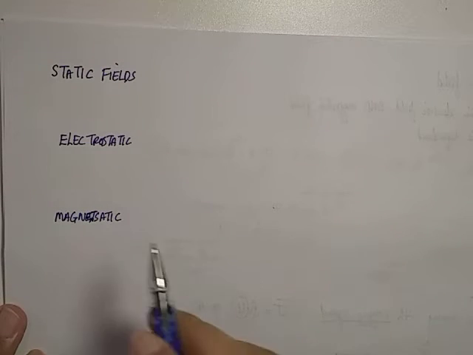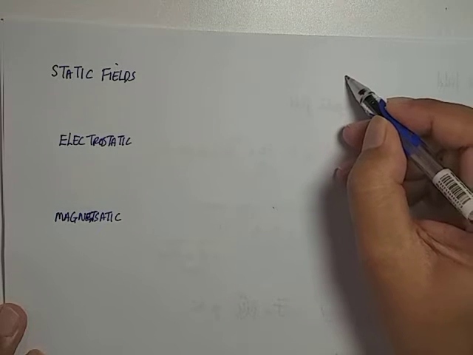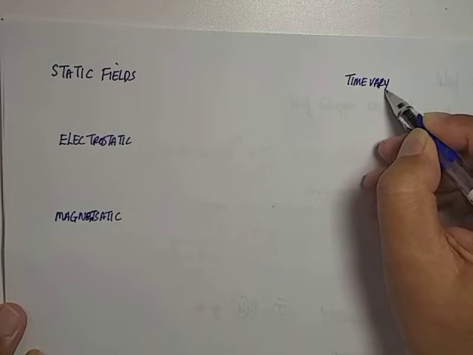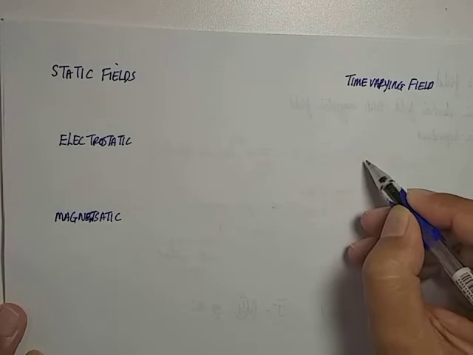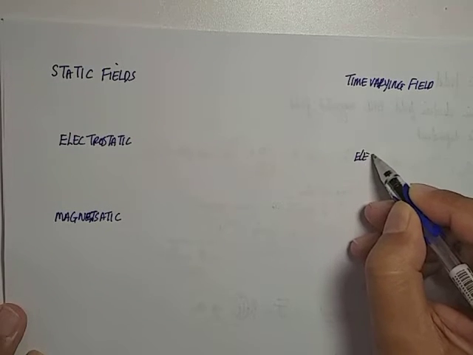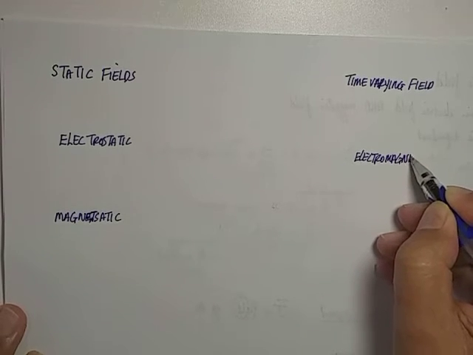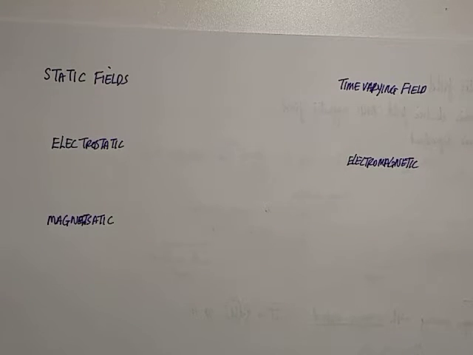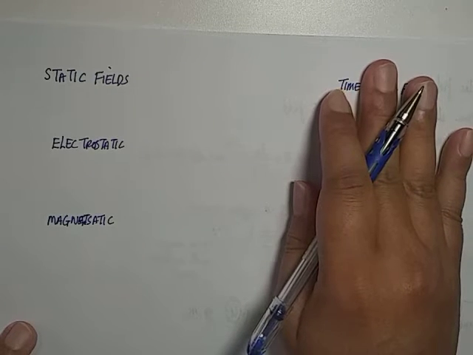That should be the one we learned before. Now we're going to talk about time-varying fields, and we call it electromagnetic. That should be the overview of what we're going to talk about. So this is what we're going to learn starting from today's lecture.